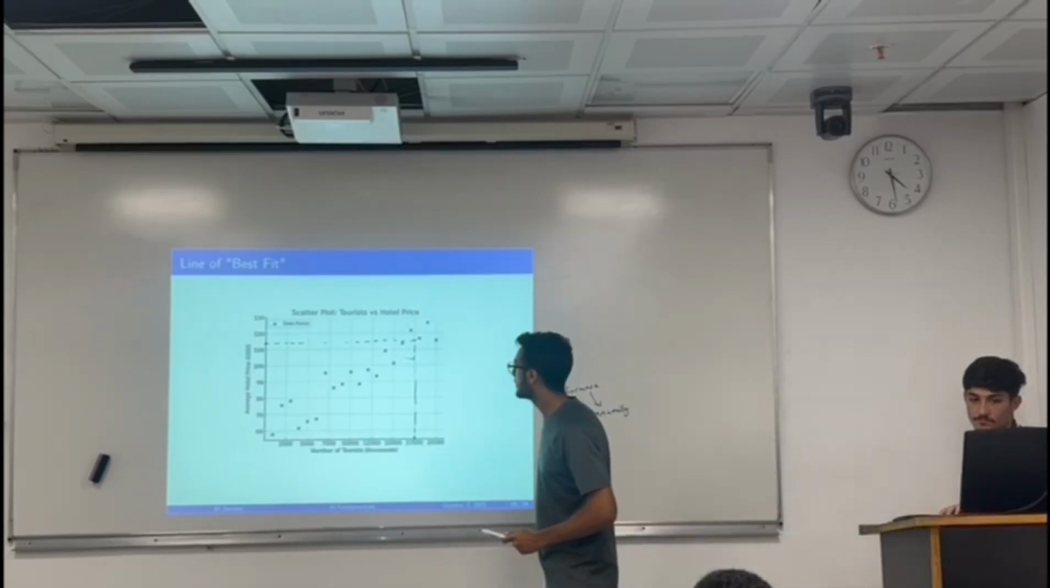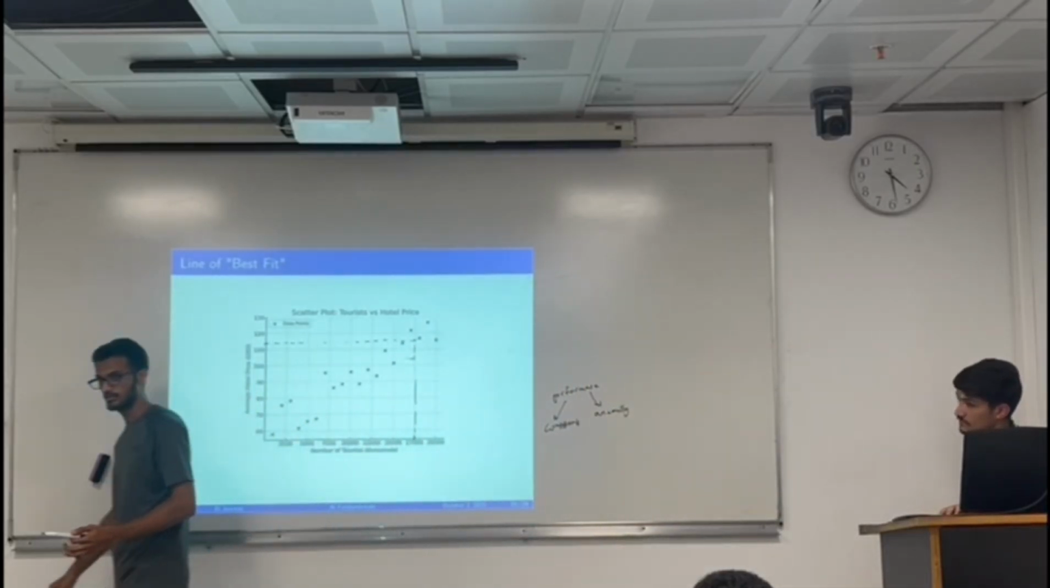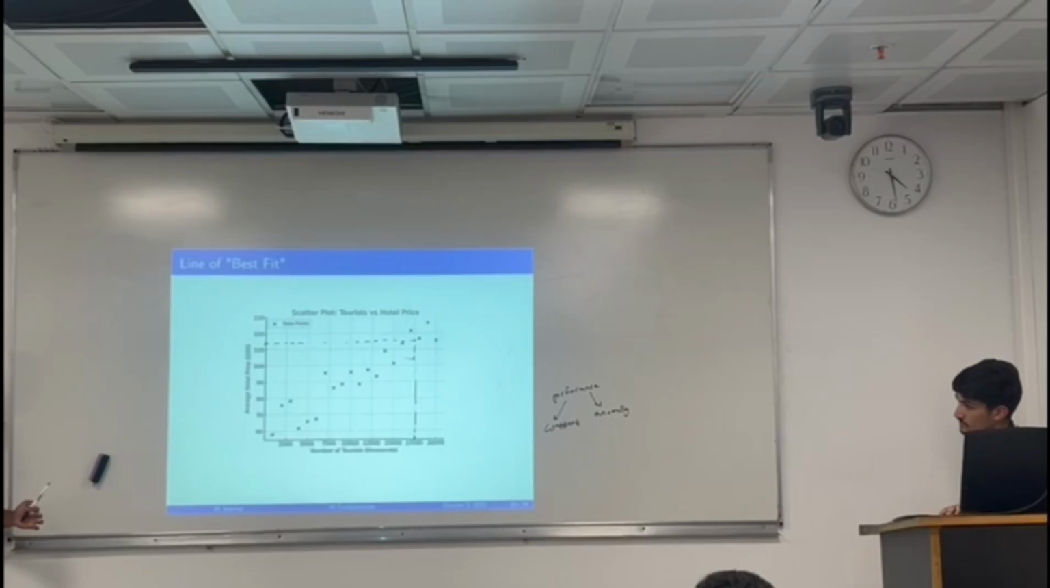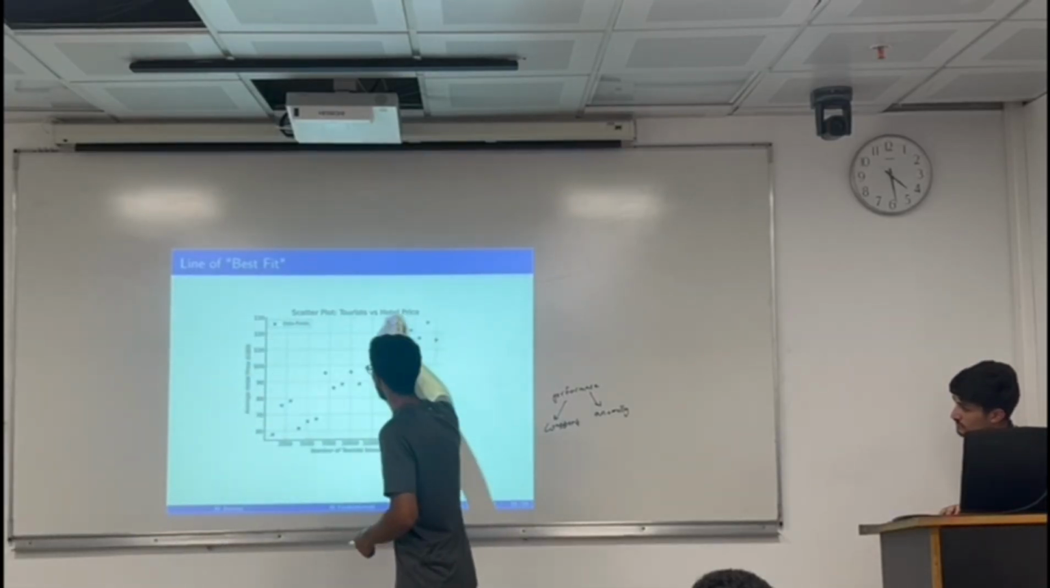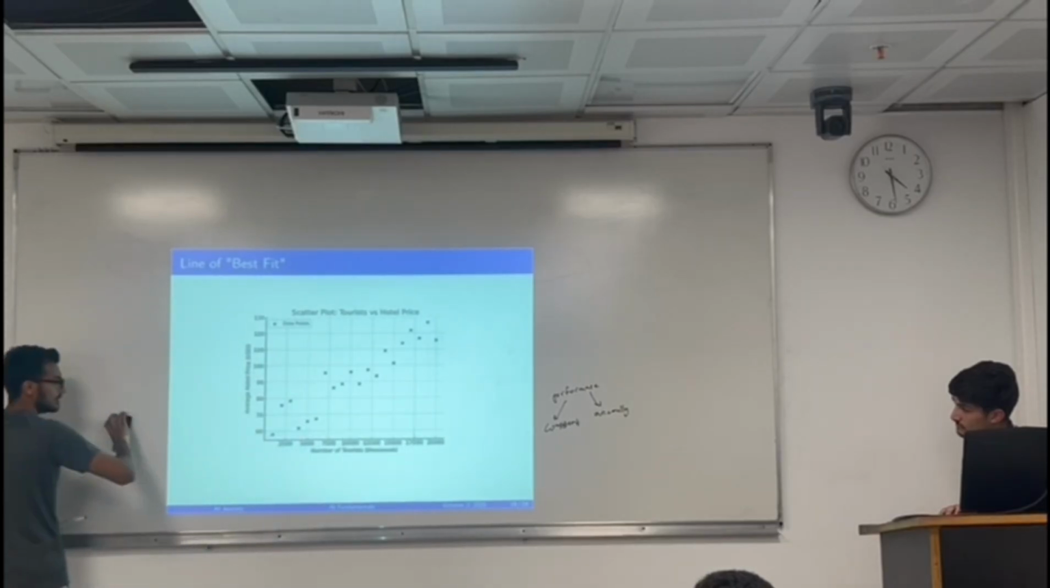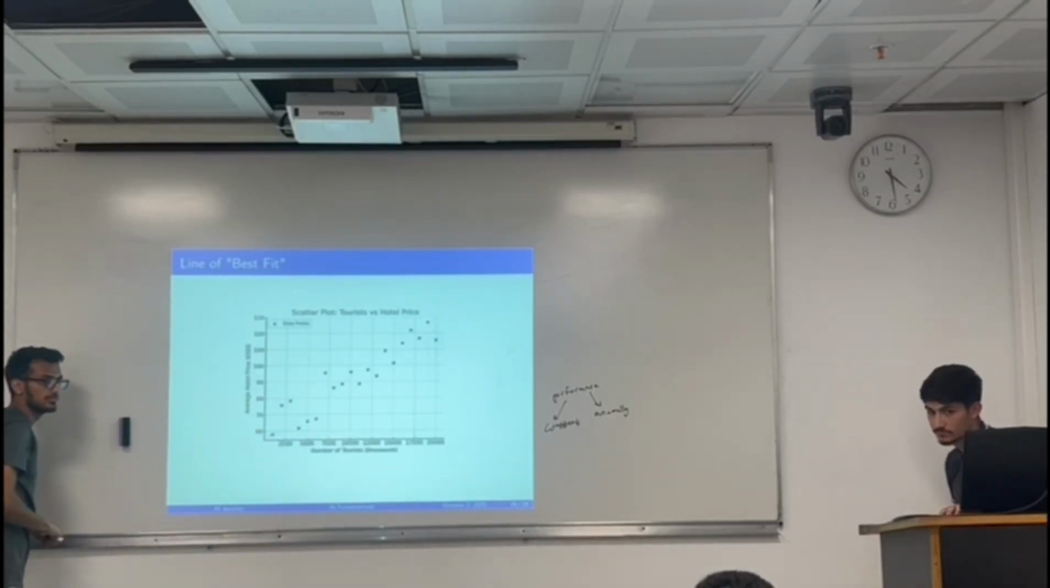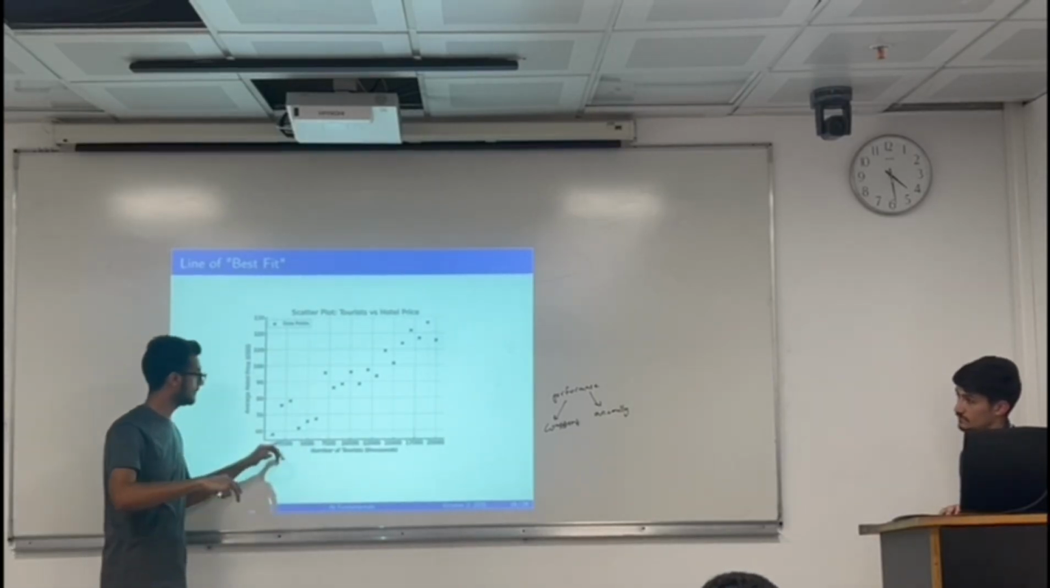But the problem here is, how do I actually get that line? And that's the problem that linear regression solves. And the answer is, in a 2D case, minimize the average distance between the line and the points. Exactly, we're going to go into that next time.